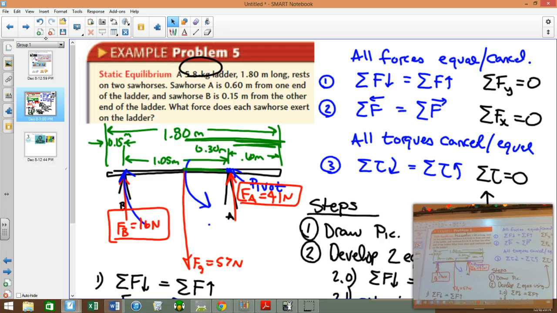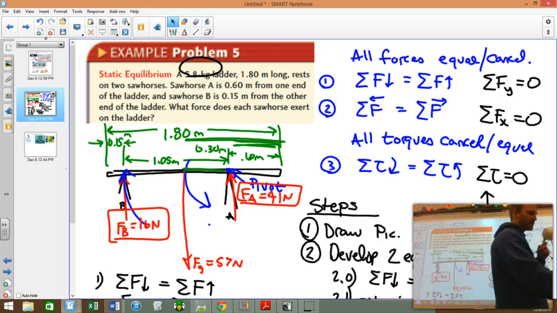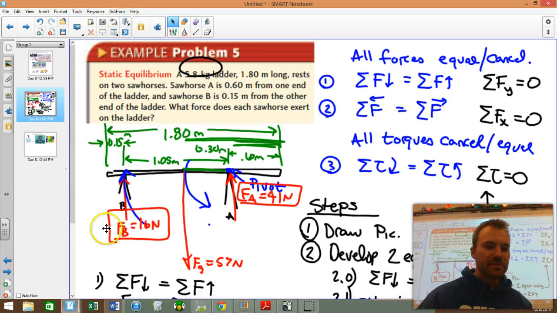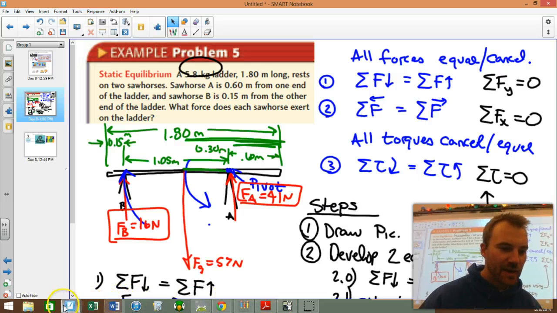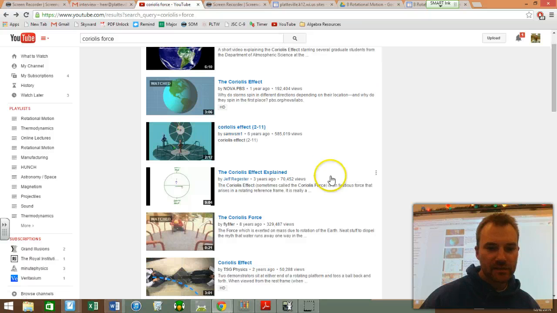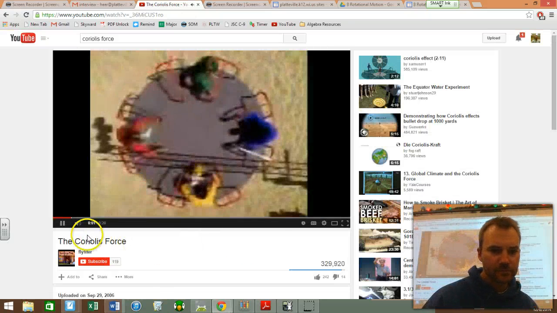The last thing I wanted to talk about today that your book makes mention of is the Coriolis effect. The Coriolis effect is a weird phenomenon that happens when you're on something that spins. So I have a couple videos to show you just to give you an idea of what the Coriolis force is. To an observer above the merry-go-round.